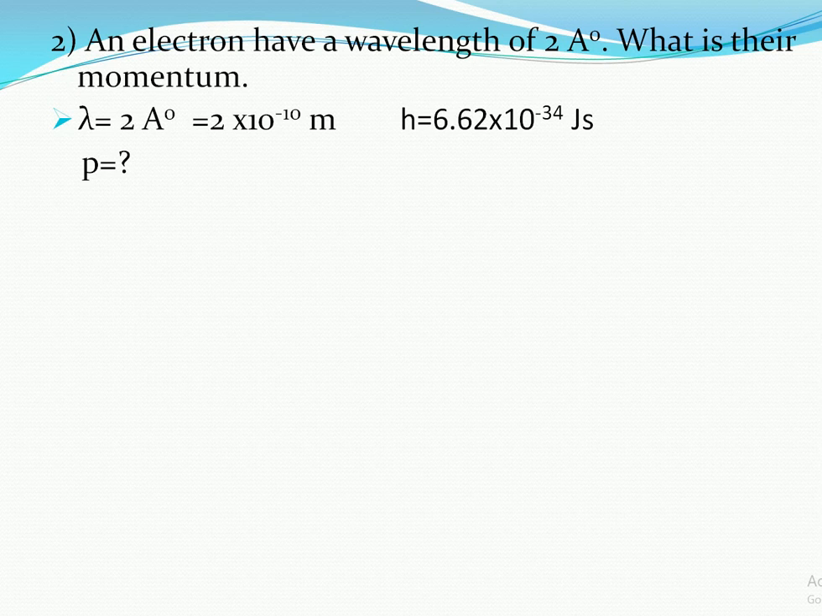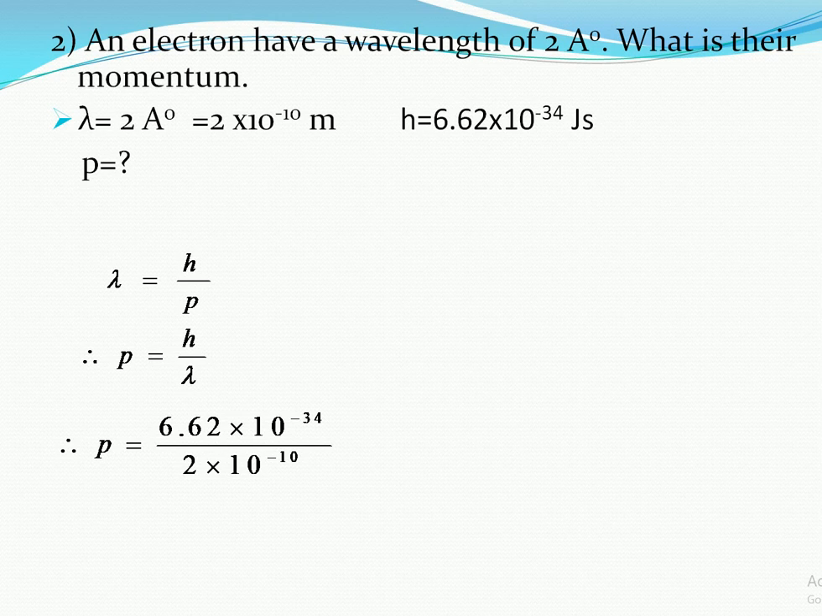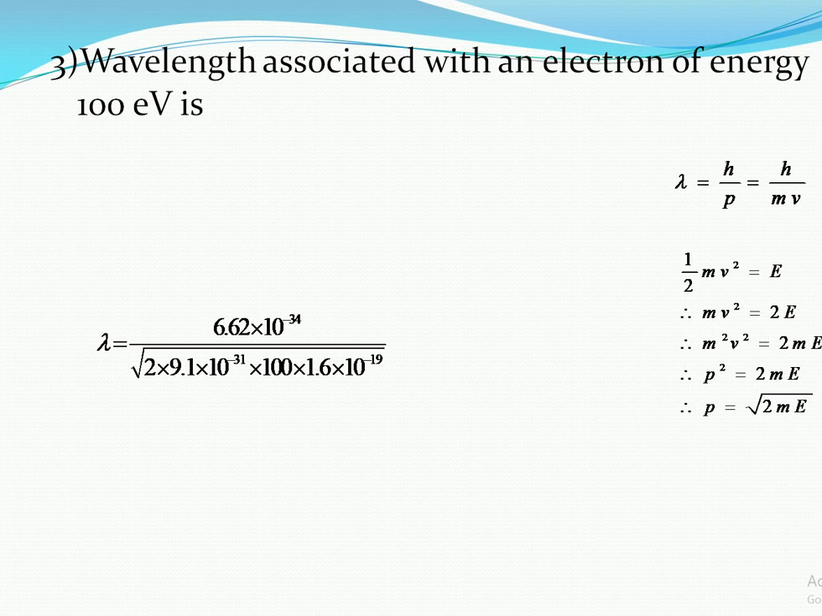Again the same formula we have to use here. Lambda is equal to h upon p. First we have to convert this formula into p, that is p is equal to h upon lambda. By putting the above values in this equation, we get p is equal to 3.3 into 10 raised to minus 24 kilogram meter per second.